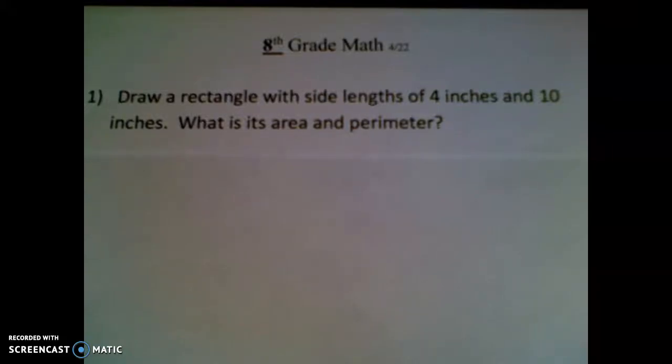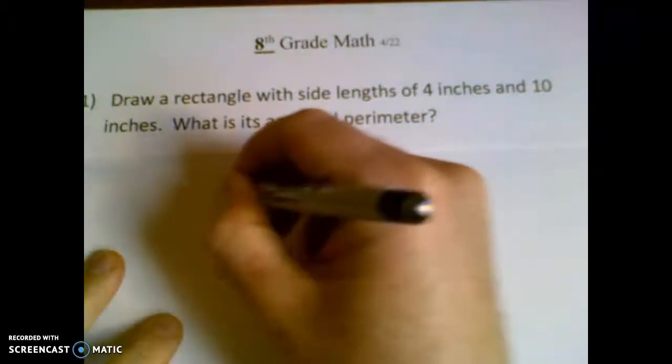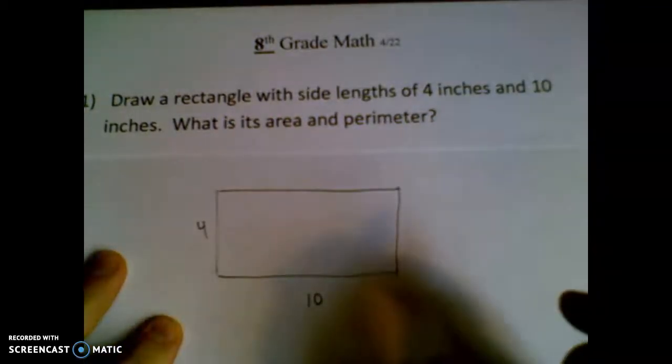Here are the warm-up answers for April 22nd. So it says draw a rectangle with side lengths of 4 inches and 10 inches. So we'll go 4 and 10. And what is the area and perimeter?